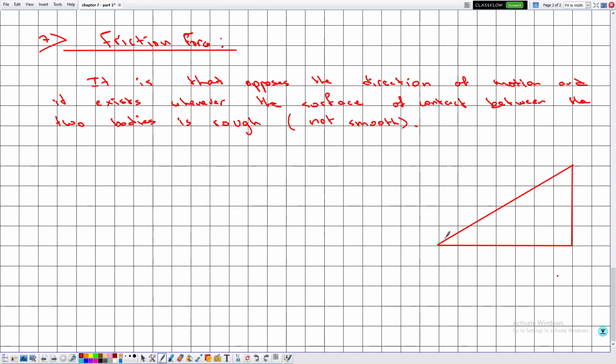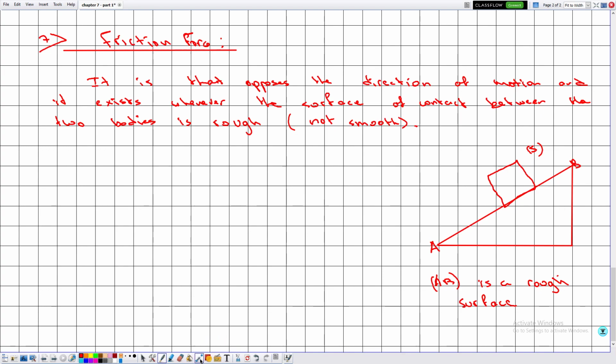and let's suppose that this is the point A and this is the point B, and let's say that AB is a rough surface, and suppose in this case we have placed a solid S on this rough surface, and now let's list and represent the forces acting on the solid S.